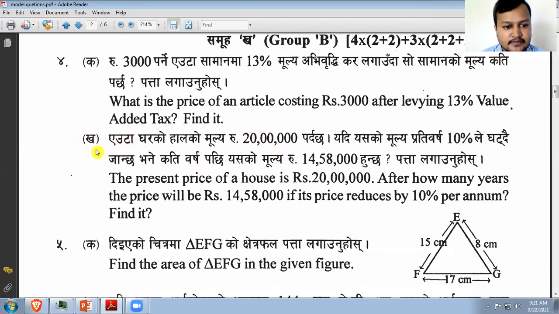And second question, this 4B is related to depreciation. The present price of house is rupees 20 lakh, and after how many years the price will be 14,58,000 if its price reduced by 10% per annum. Initial price is given, final price is also given, decreasing rate or depreciation rate is also given. We have to find out the time. After how many years means we have to find out the time. And you know the formula, price after T year.